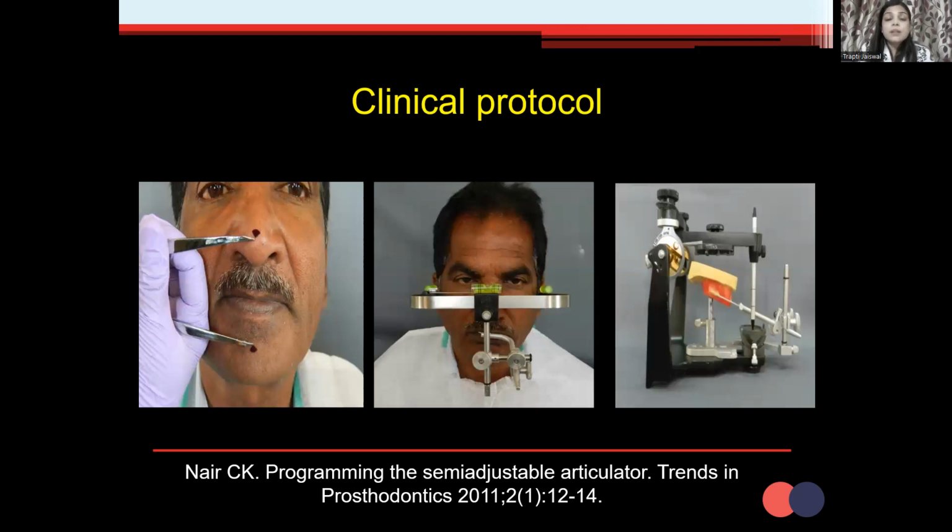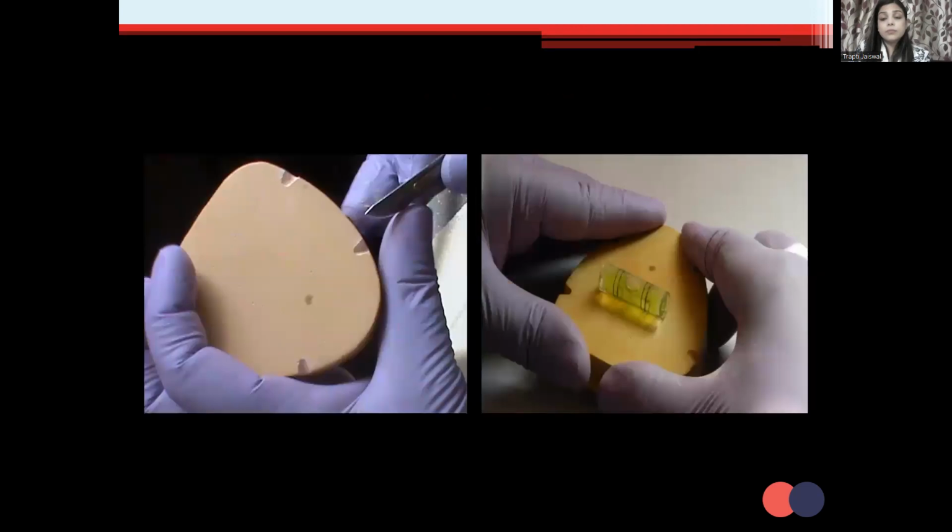After that, with the help of the facebow transfer, we will use the facebow to record the orientation jaw relation, so that the relationship of the maxilla to the base of the skull is properly recorded as in the patient's mouth and transferred to the articulator similarly. With the help of the facebow records, we have mounted the maxillary cast.